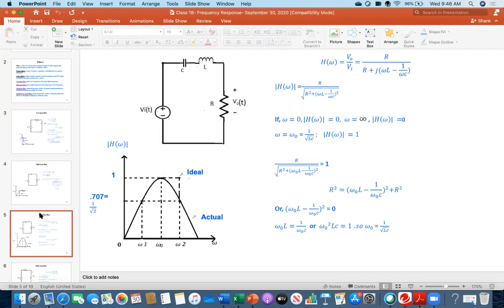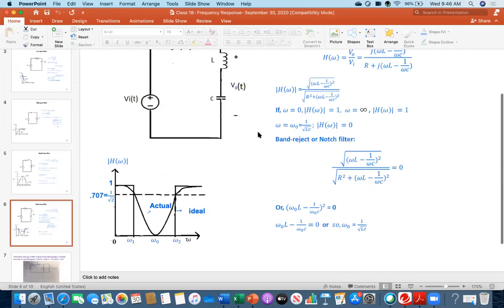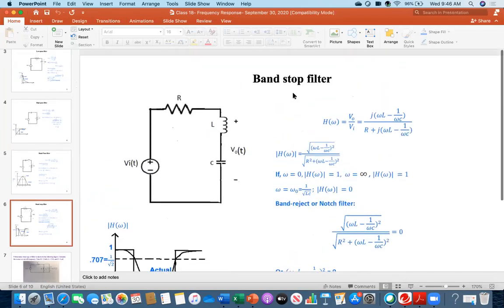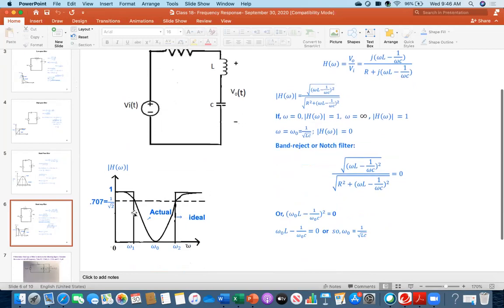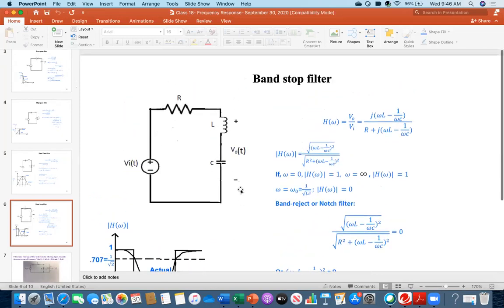Okay, moving forward to the other category, band stop. Like I was showing you in the picture, ideally nothing will be passed at this point. Everything will be blocked between omega 1 and omega 2, but it will be allowed before this point and after this point. So how does the circuit look? As I told you, R will be here, and you have to take the voltage across the series combination of L and C.